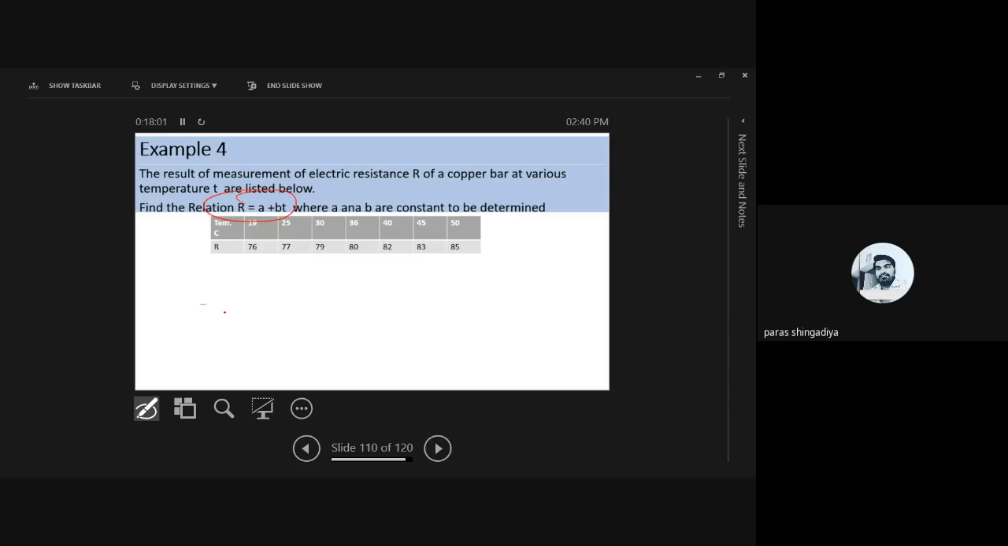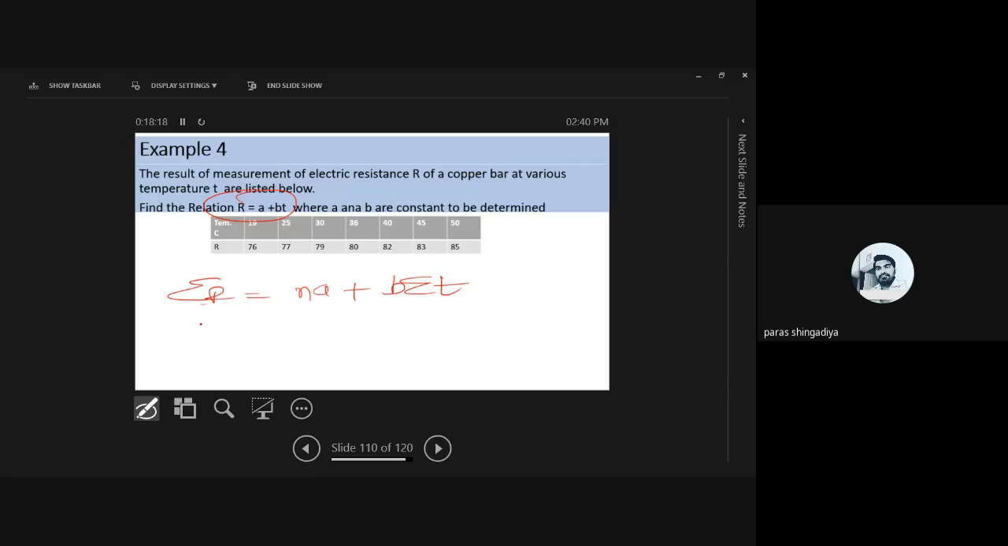How can we define the first normal equation? Apply sigma. So what will be the form? Sigma R is equal to N into A plus B sigma T. That is the first one.